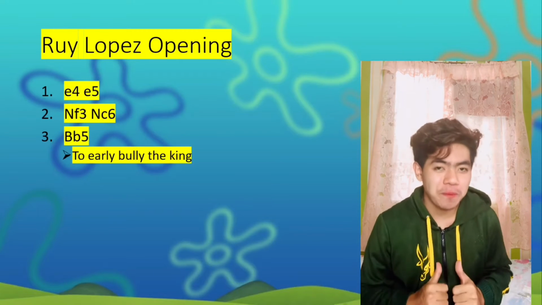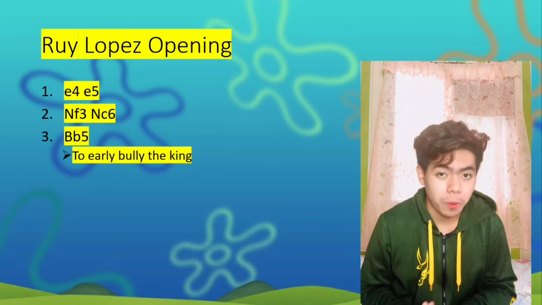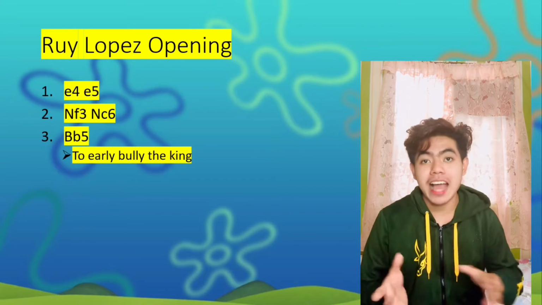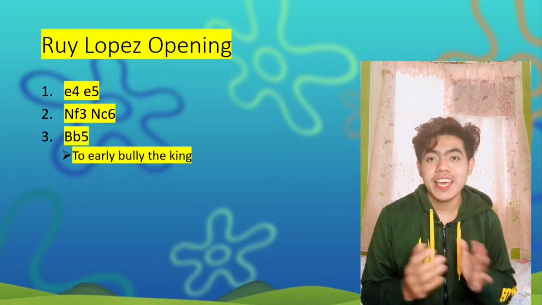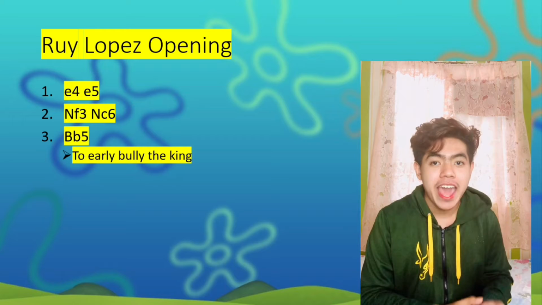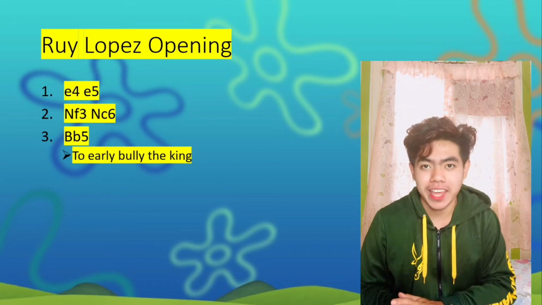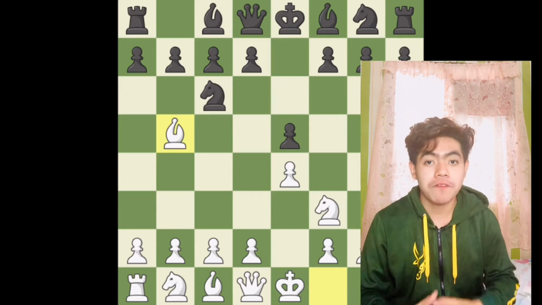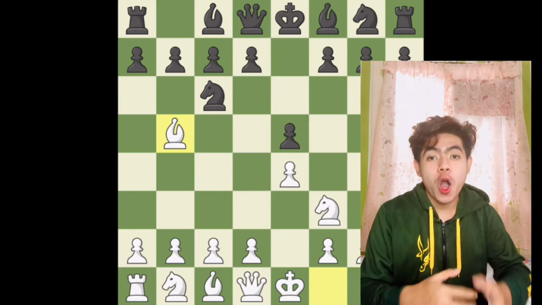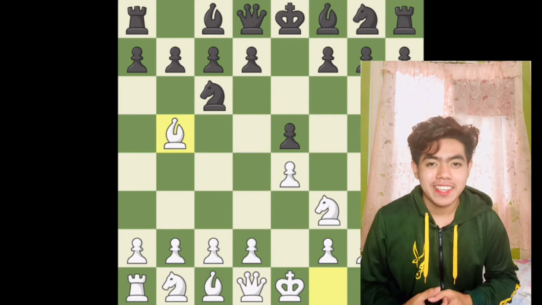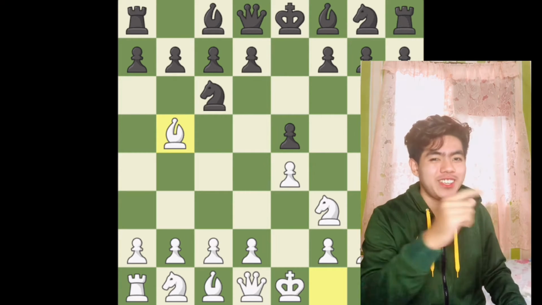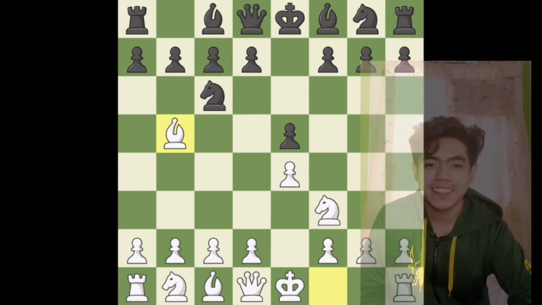and my favorite opening, which is the Ruy Lopez Opening, which movements are white going to e4, black going to e5, knight f3 for white, knight c6 for black, and bishop to b5 for white. The main reason of this opening is to early bully the king of our opponent. Is it clear? Any questions so far? Good job. Next one.